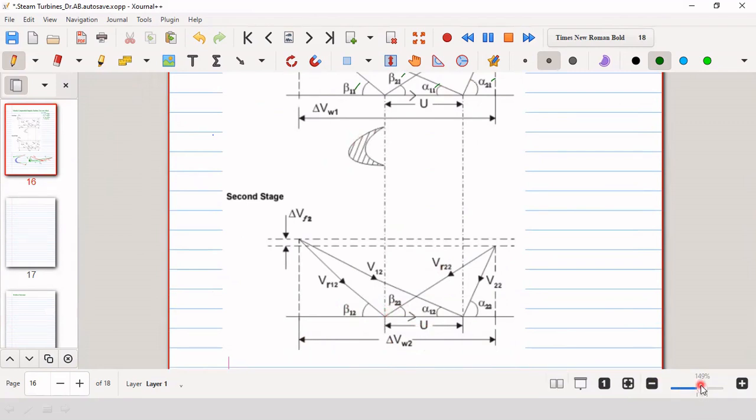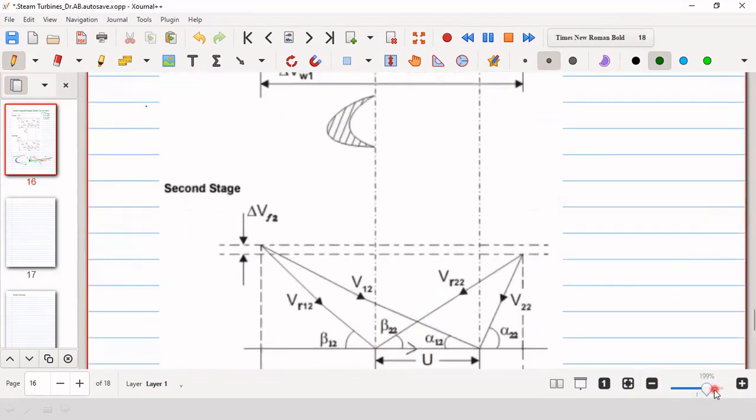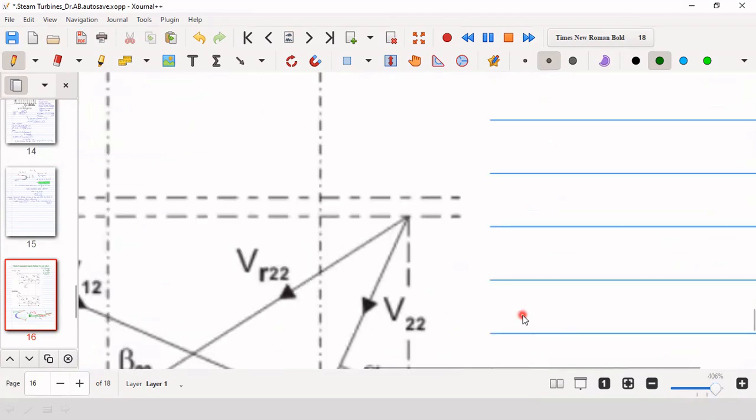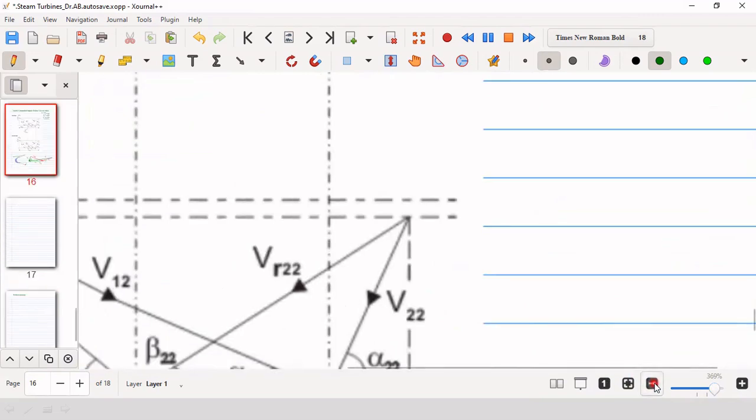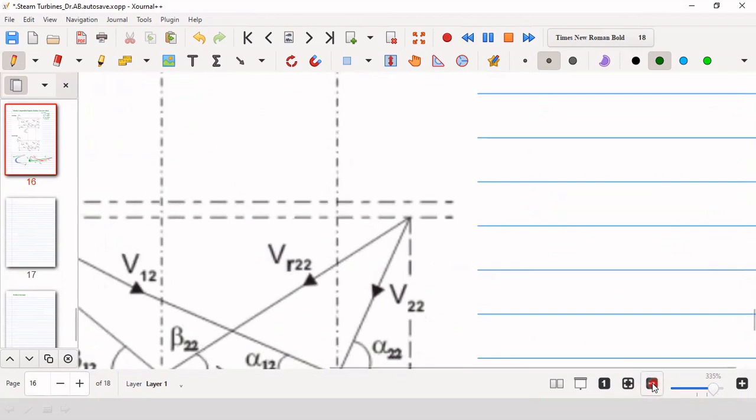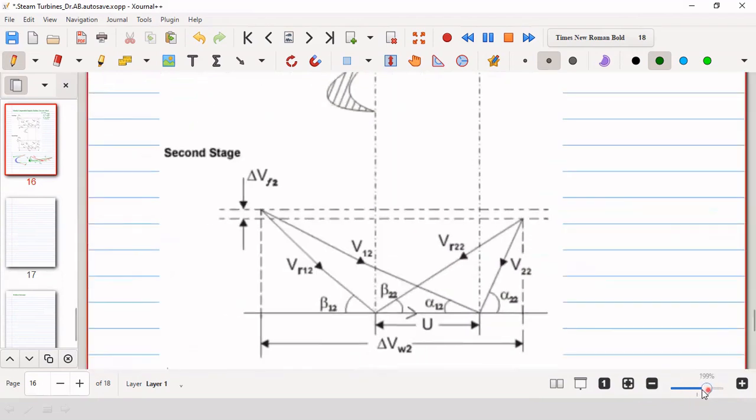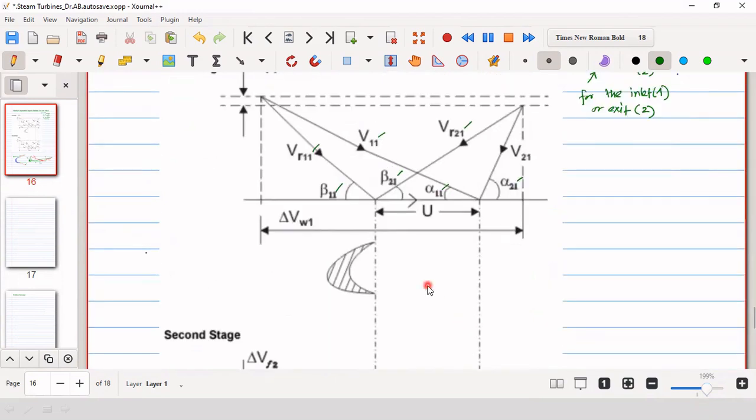So here, just for clarity, I want to tell you. You see that this is V22. That means what? That is absolute velocity from the exit of the blade for stage 2. Similar to that, all other quantities can be understood. Okay. Now, as we know, therefore, what will be the total work done for, say, for example, these two stages.